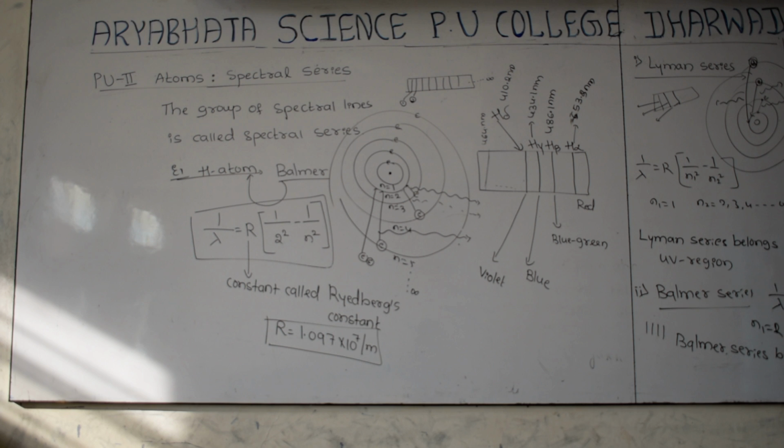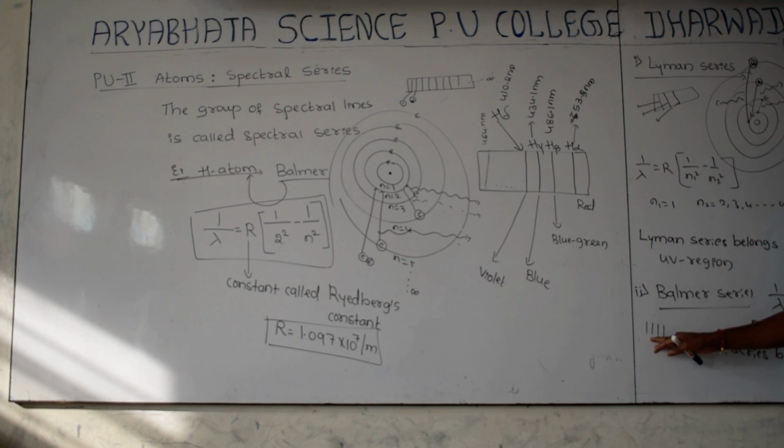He got the answer, and the answer is in between this and this. That's why this belongs to the UV region. Second, whenever the electron is jumping from 3 to 2, 4 to 2, it emits radiation, that is the spectral line. Fifth to 2 emits radiation, and so on, giving spectral lines.